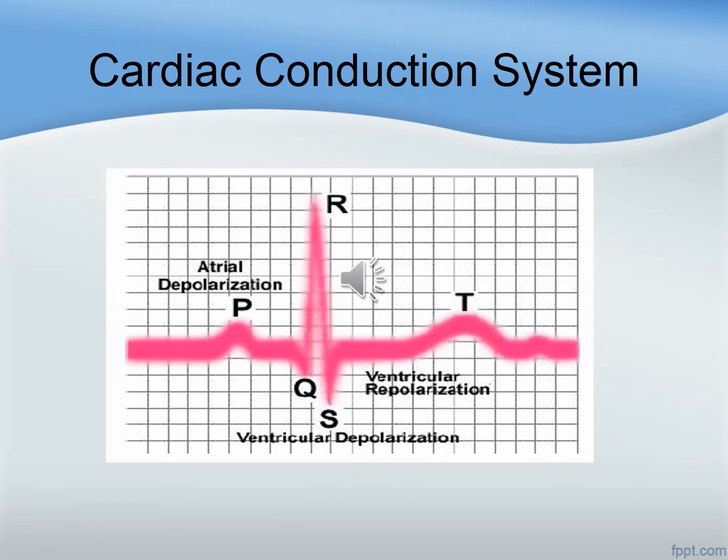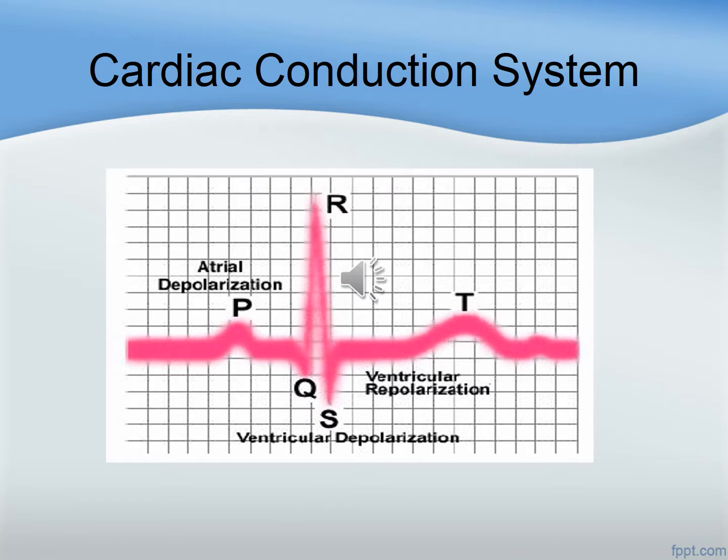Okay, so yes, the cardiac conduction system. Here's another quick review before we talk about the dysrhythmias. The SA node starts the sequence by causing the atrial muscle to contract. This is atrial depolarization, and this is what causes the P wave on the EKG. Then there's a slight pause, which is the PR interval. The blood moves through the AV valves to allow the ventricles to fill.